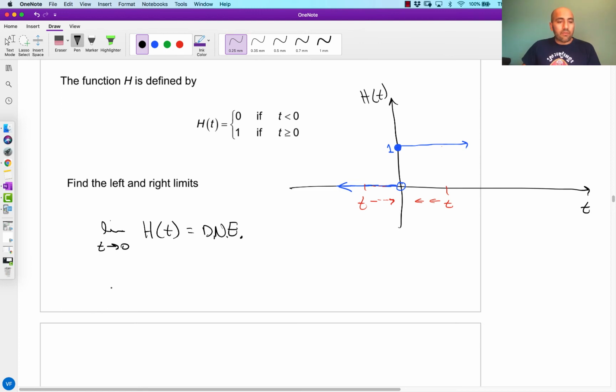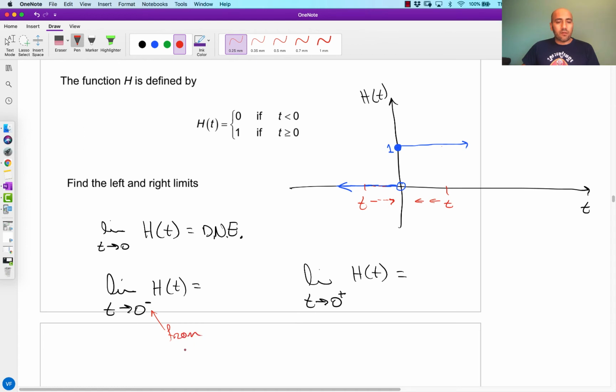So the way we want to describe that is by saying the limit as t approaches 0 from the left-hand side. That little upper right-hand side, little minus sign, means that it's from the left-hand side, of h of t. And then we're also going to have the limit as t approaches 0 from the right-hand side of h of t equals. So this is from the left side, while that guy right there means from the right side.